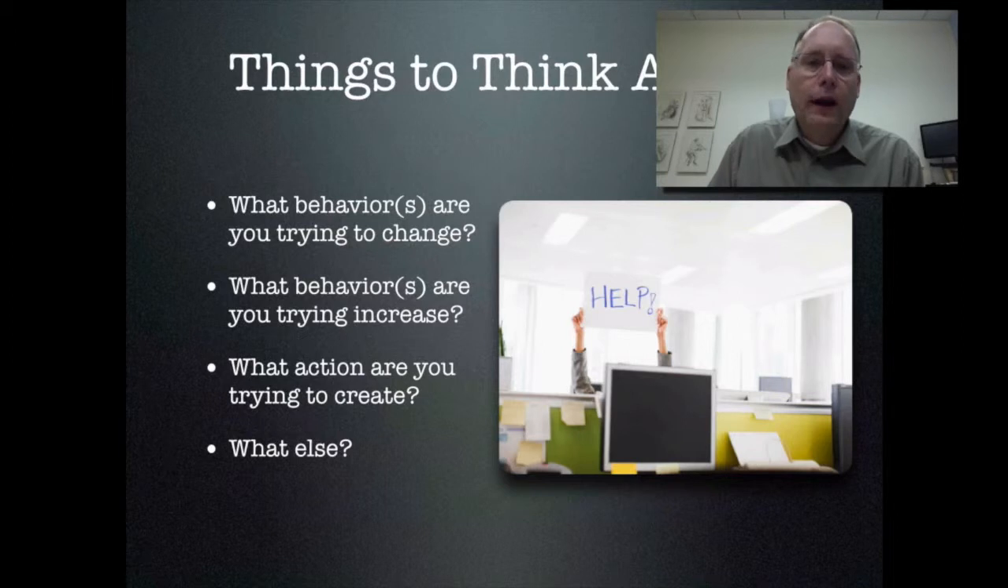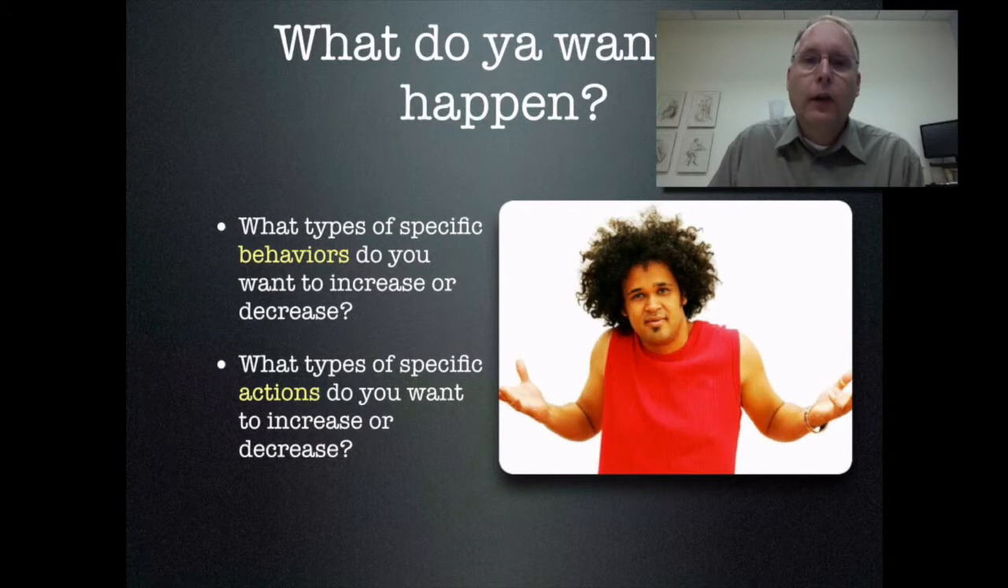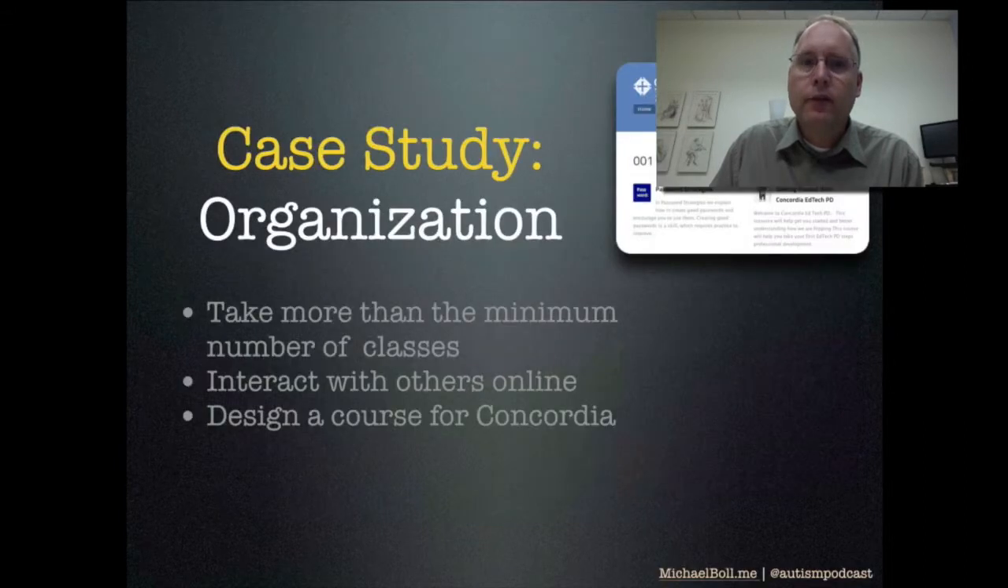Cool. There's some things to think about. Now that you have your why, what behaviors are you trying to change? What behaviors are you trying to increase? What action are you trying to create? What do you want to happen? We have the why again, right? What types of specific behaviors do you want to increase or decrease? And what types of specific actions do you want to increase or decrease? So we're going from the whys to the whats.